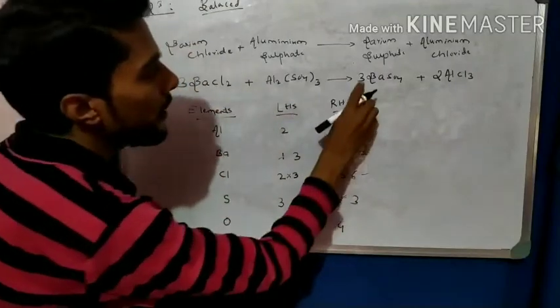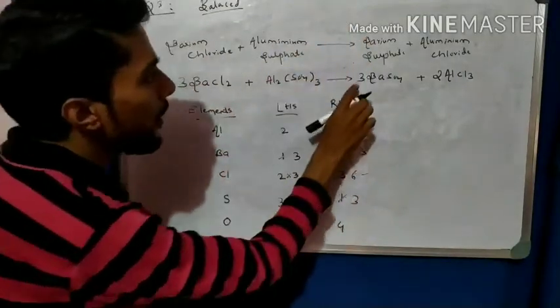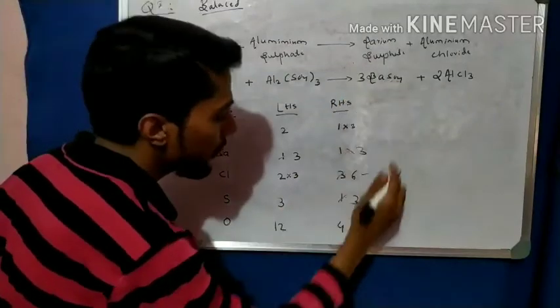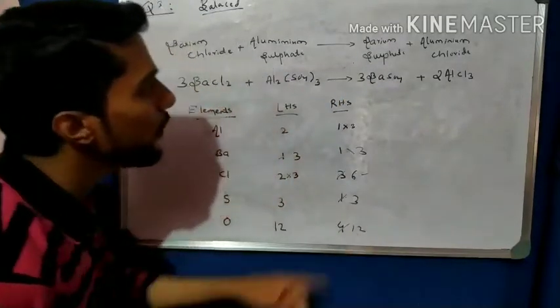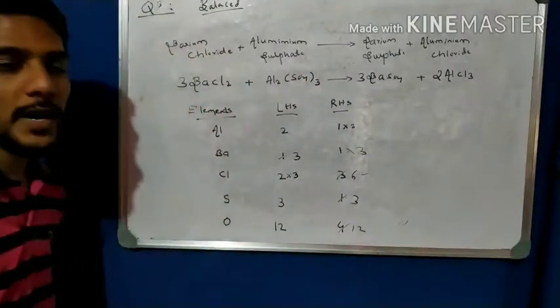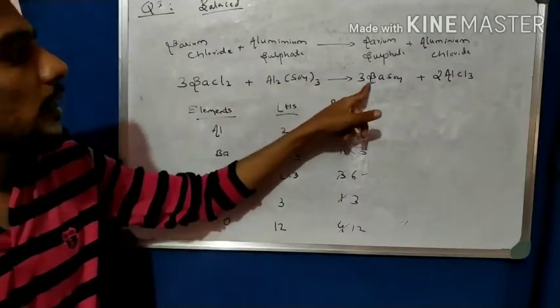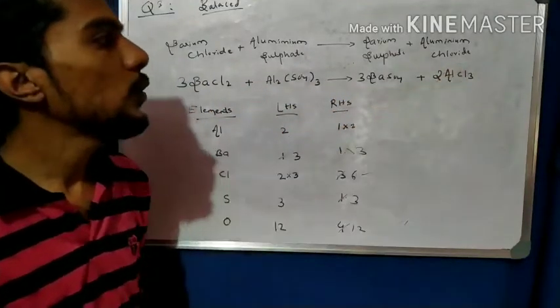S is 3. This 3 applies for Ba, applies for S, and observe O here. 3 into 4, it is 12 now. So here 4, 12, here also 12. So it is totally balanced. So what is the balanced chemical equation? 3 BaCl2 plus Al2(SO4)3 gives 3 BaSO4 plus 2 AlCl3.